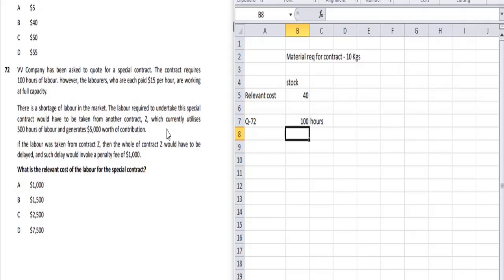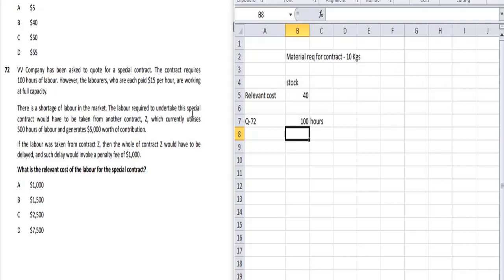So as I told, we have to identify whether the labor is in spare capacity or in full capacity, and in our scenario it is in full capacity. And again in full capacity, whether we can hire more labor or we can't. In our case there is a shortage of labor, so we can't hire extra labor, right? So we have to utilize the existing one. Again the existing labor has been working on the other contract, and that's generating 5000 contribution using 500 hours of the labor.